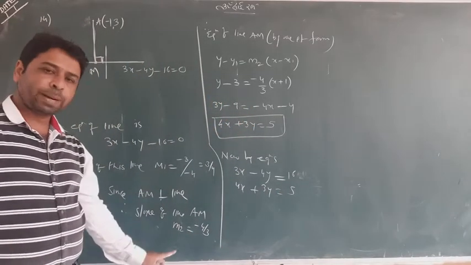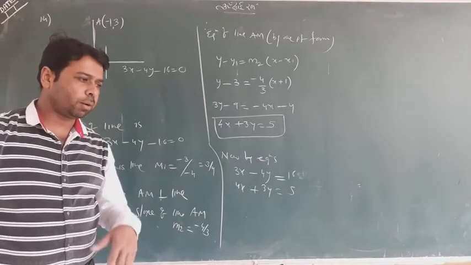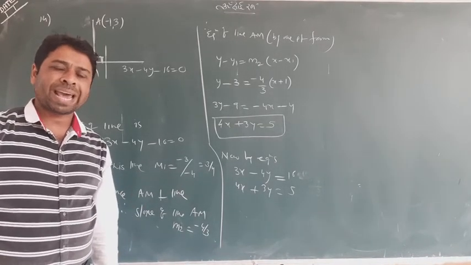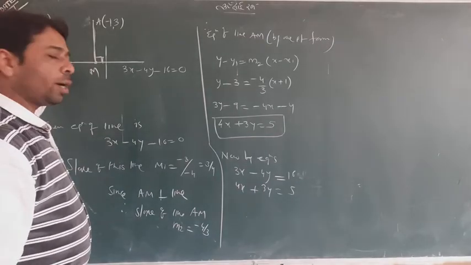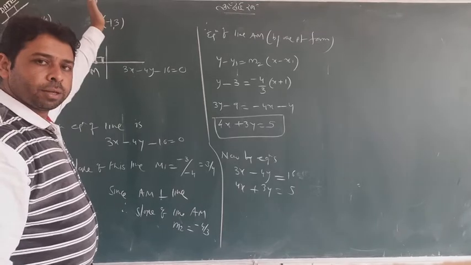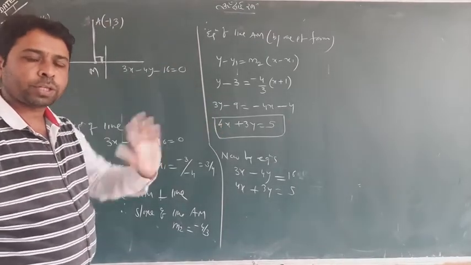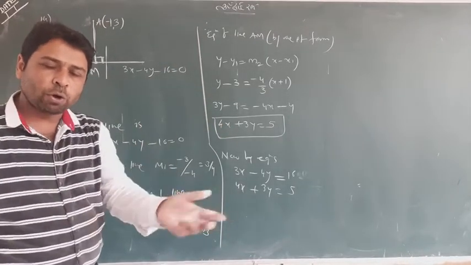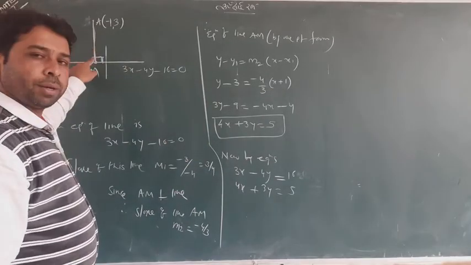By finding m1 and m2 you would have a much easier way, except this you know the way also. If you know the line, you can find its perpendicular line. That is the first way. Don't get confused. That is the first way. Second way also, you can find the equation of AM easily.